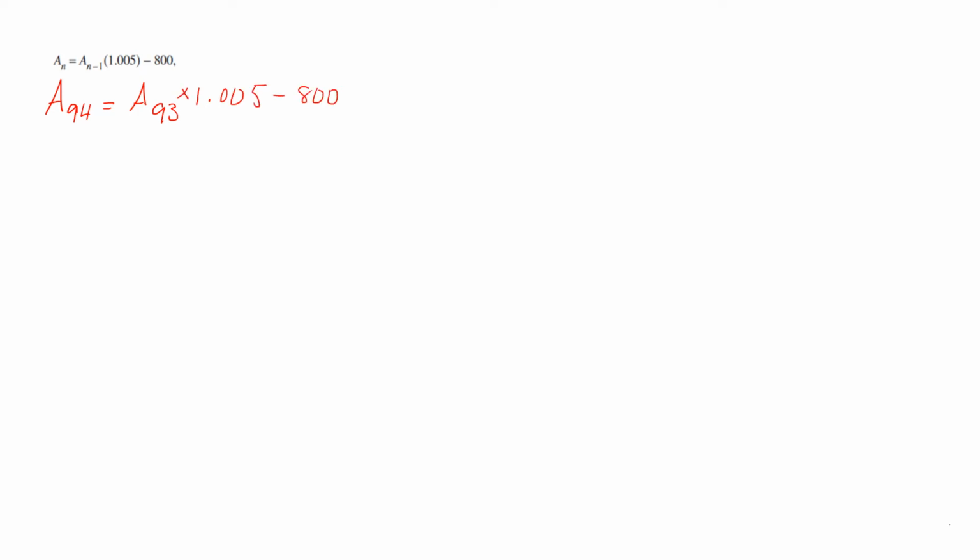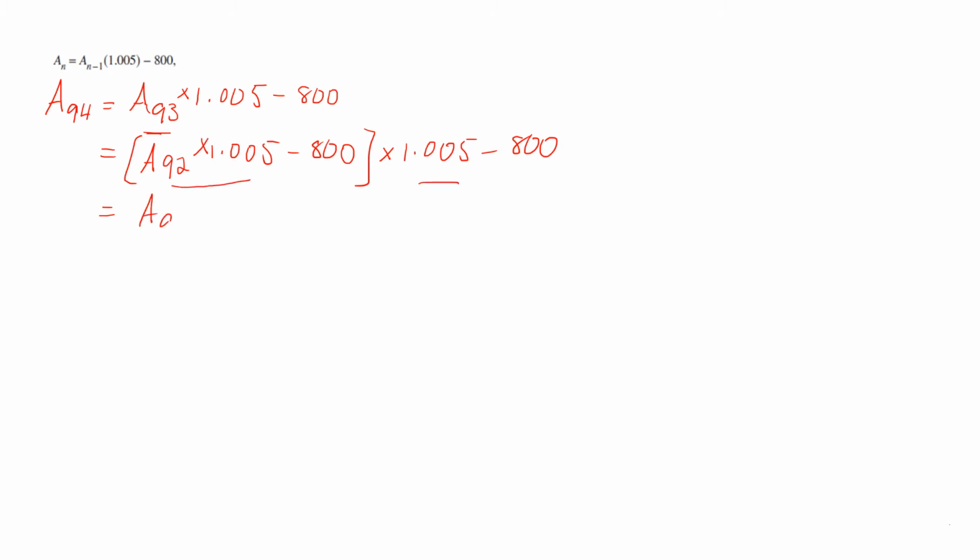And I'm going to work through the first 3 terms, just substituting in so I can work out the pattern. A93 would be A92 multiplied by 1.005, take 800. So that's that bit there, times 1.005, take 800. And let's expand this out. So this part times this is A92 times 1.005 squared, take 800, times 1.005, take 800.